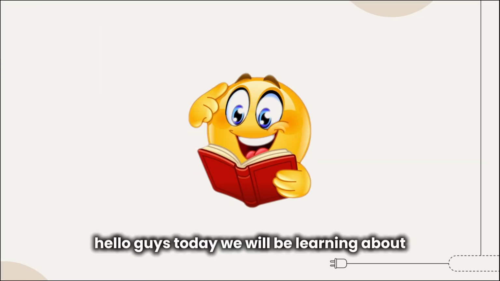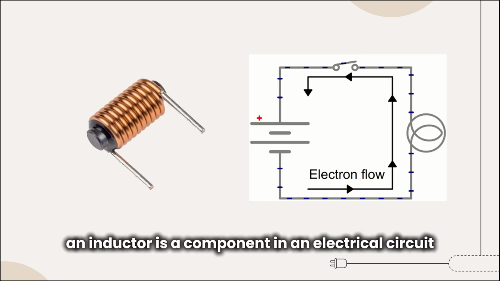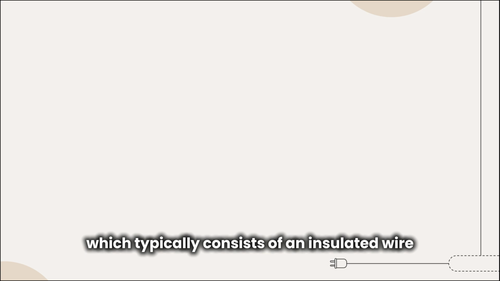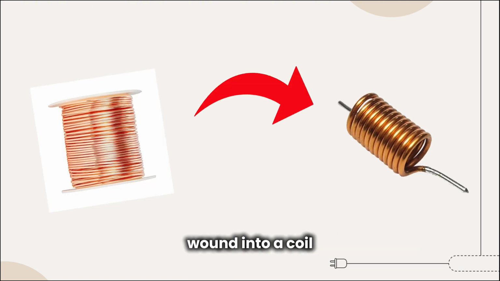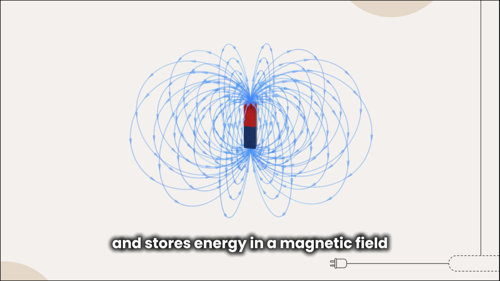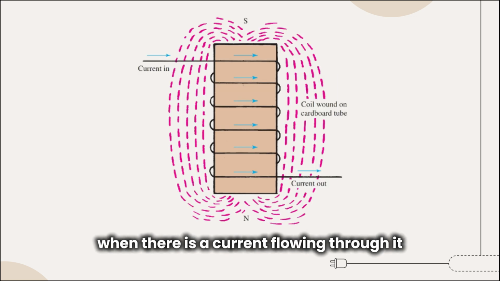Hello guys, today we will be learning about inductors. So what is an inductor? An inductor is a component in an electrical circuit which typically consists of an insulated wire wound into a coil and stores energy in a magnetic field when there is a current flowing through it.